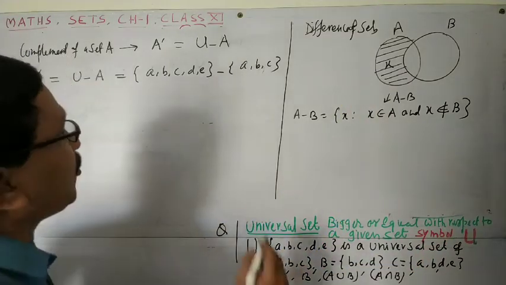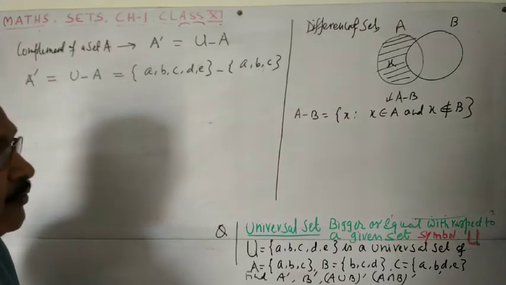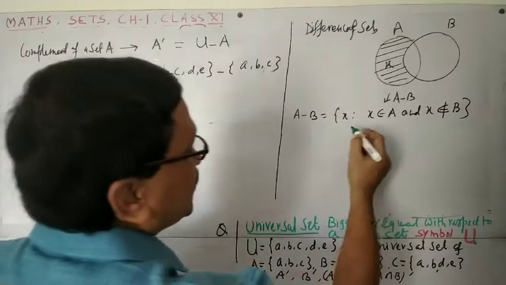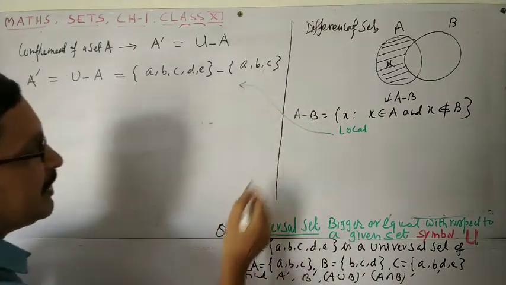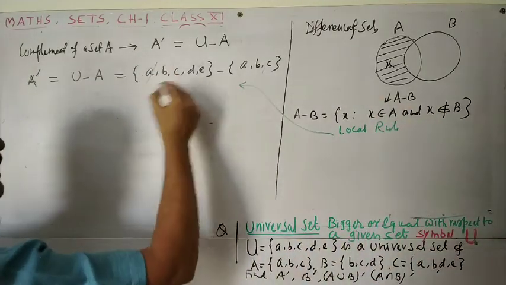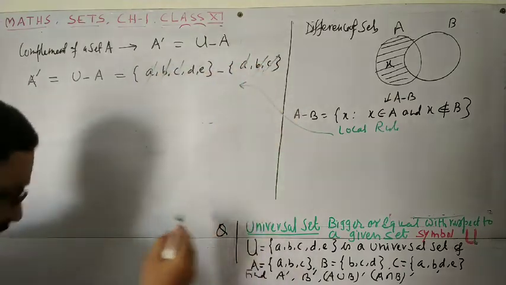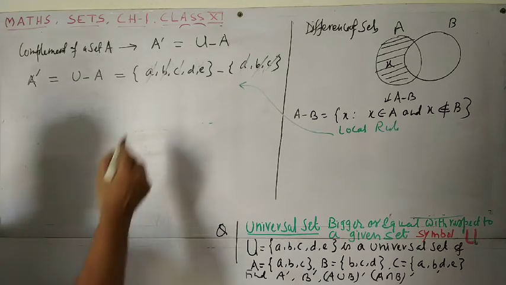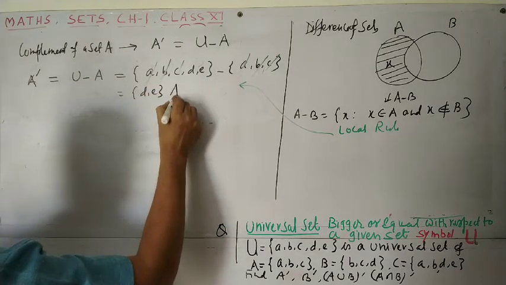Now just see the local rule to find this. No need to put more stress. Just see the local rule, how this is conducted. Suppose you do not know the definition: A cancels with A, B cancels with B, C cancels with C, and the remaining is the answer. So D and E are the answer. So this is your answer.